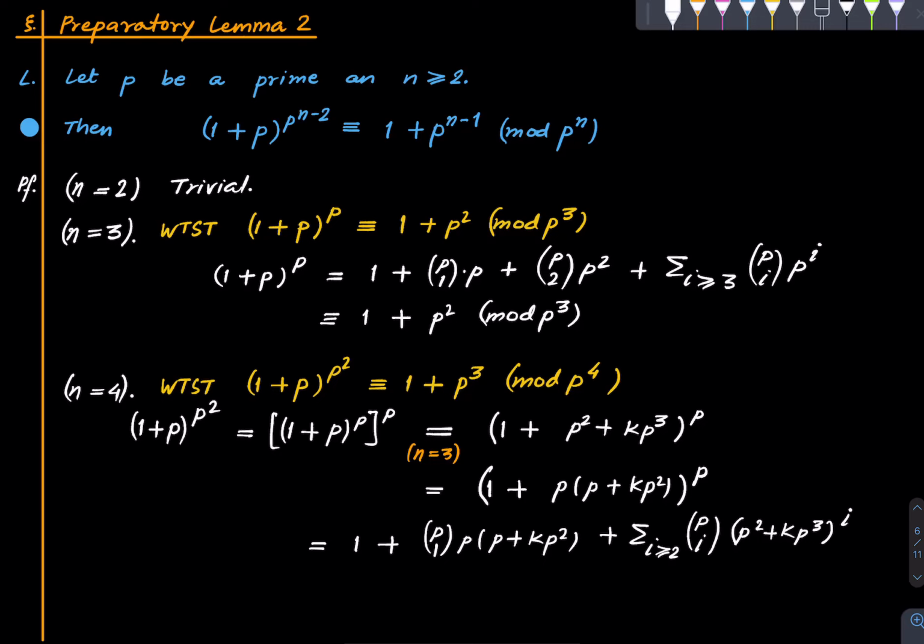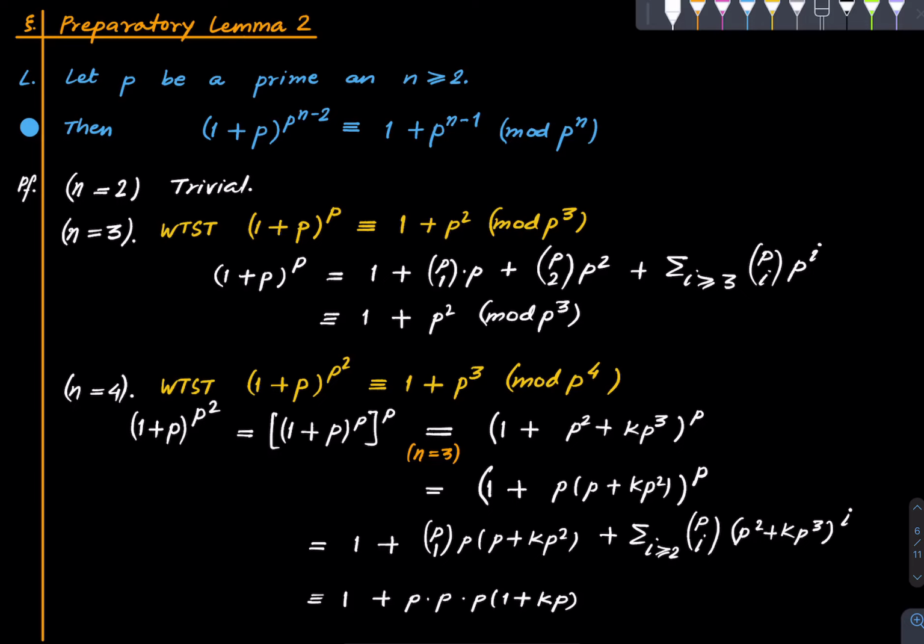Okay. And since i is greater than or equal to 2 and this much is divisible by p squared, therefore this much is divisible by p to the power 4. And hence when we go modulo p to the power 4, this just goes away. So this is congruent to 1 plus p choose 1, which is p, then p times kp squared is p times kp.